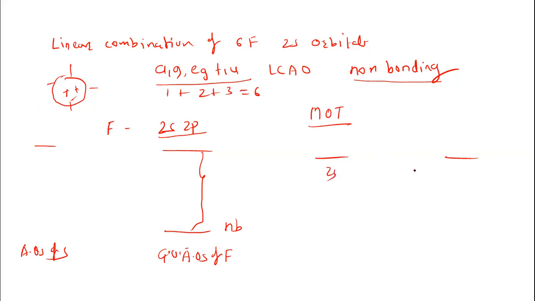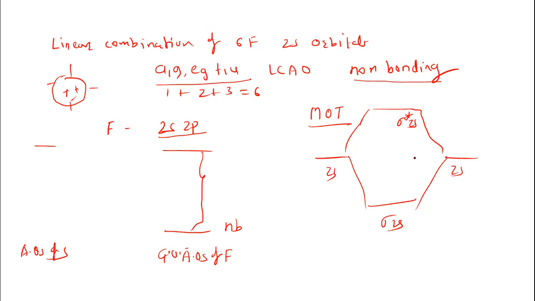Like this, overlapping will take place. Suppose this is 2s here, and this is 2s here. They can be overlapped with each other, forming bonding and anti-bonding molecular orbitals, sigma 2s and sigma star 2s. This is known to us. So these two atomic orbitals have the same energy level.